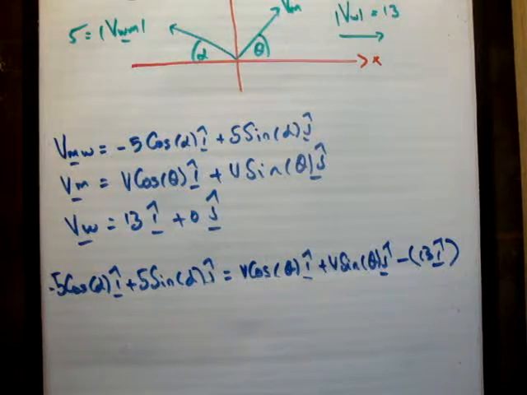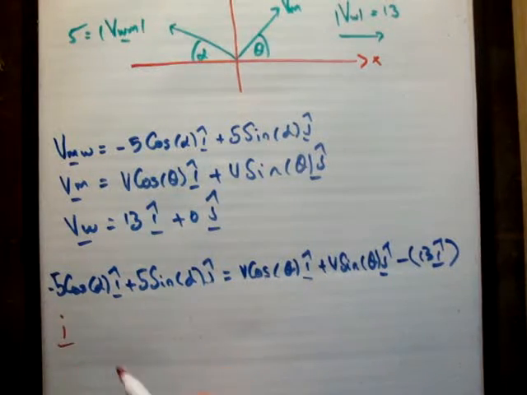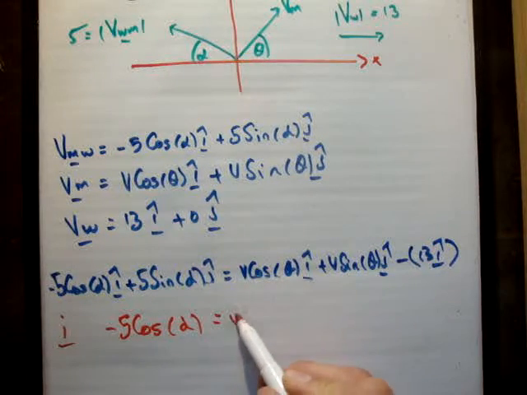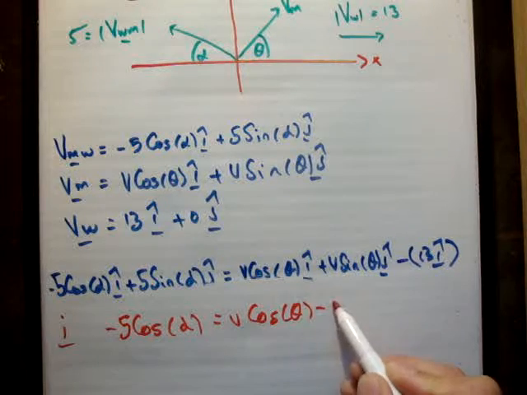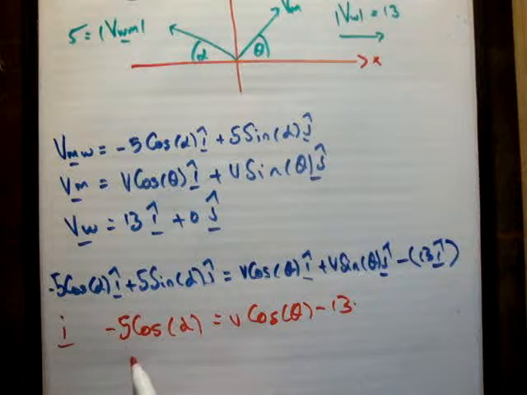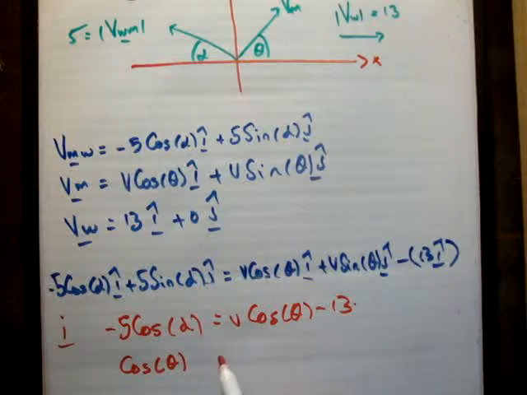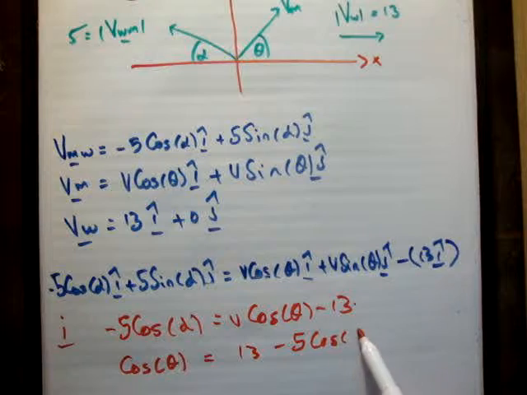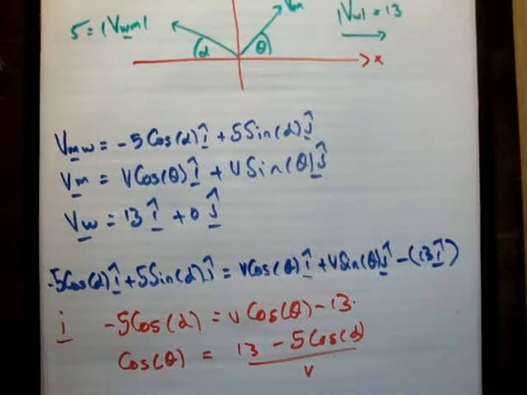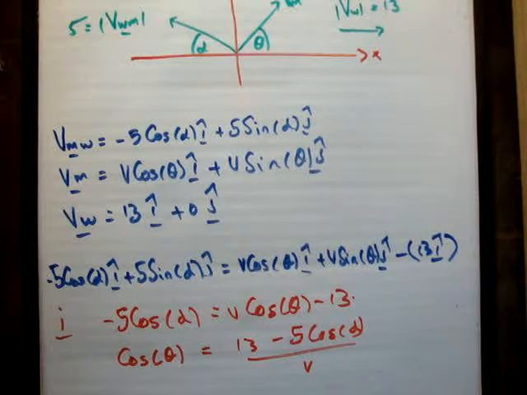Now if we do a similar thing and isolate the I components, we're going to get that negative 5 cosine of alpha is equal to V times the cosine of theta minus 13. So I want to isolate the cos theta component. So we're going to get that cos of theta is equal to 13 minus 5 cos alpha, over V. Alright, so just bear with me and just note this down here.